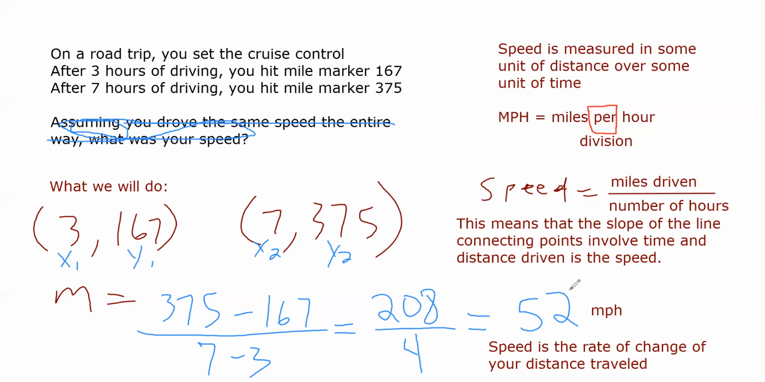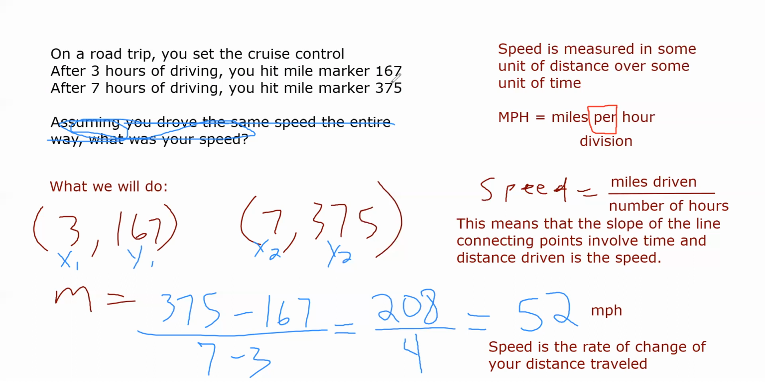But maybe you made a few stops. Maybe there were some parts where you were able to drive a little bit faster. Maybe you hit some traffic. Maybe you hit some construction. You had to slow down a little bit. So what if you weren't driving exactly 52 miles per hour every second of that trip, which is realistic because even with cruise control, there are so many factors that affect how fast you can drive. But let's say no matter what, still after 3 hours of driving, you were at mile marker 167.